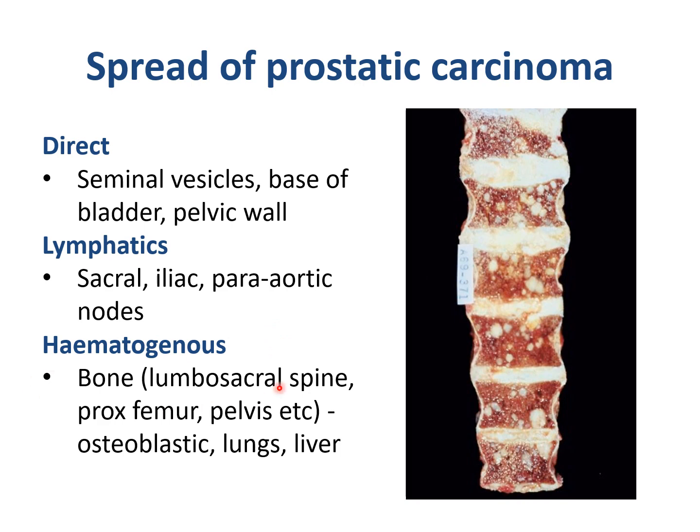And if they enter the bloodstream and they cause hematogenous spread, they tend to go to the bone, causing osteoblastic metastatic lesions in the lumbosacral spine, proximal femur, pelvis, for example, but also to distant organs such as lungs and liver. So here in the vertebra, you can see multiple metastatic nodules of varying sizes are present here.